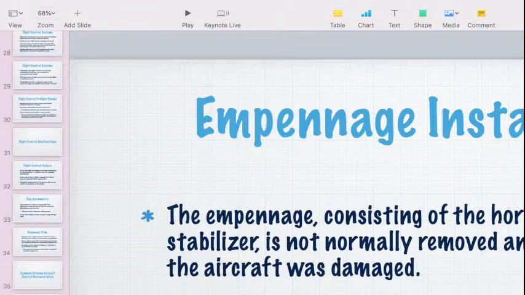And if we have an empennage installation, meaning our tail section. The empennage, consisting of the horizontal and vertical stabilizer, is not normally removed and installed unless the aircraft was damaged. Elevators, rudders, and stabilators are rigged the same as any other control surface using the instructions provided in the maintenance manual. You guys will see this. Some of you will run into this when we start removing flight controls.